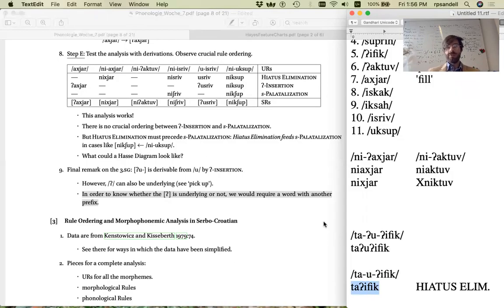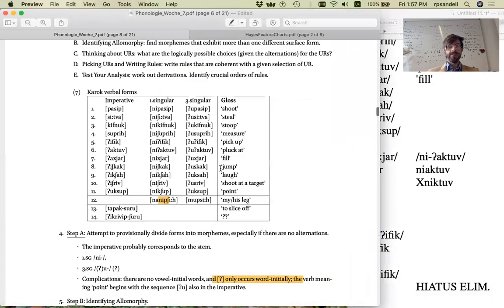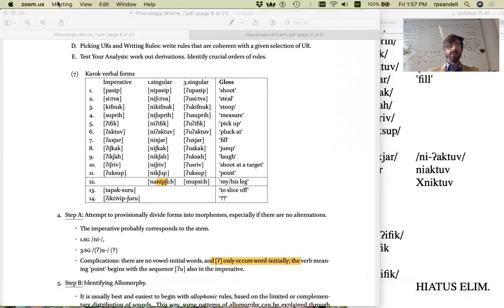So these are questions, hypotheses that we can wonder about, and if we were working on describing the phonology of the Karaok language more extensively, and we were working with native speakers, we would want to try to find some data that helps us decide clearly and definitively whether or not this prefix is underlying. Okay, so much for this analysis of Karaok, and when we return, we will deal with some data from Serbo-Croatian.